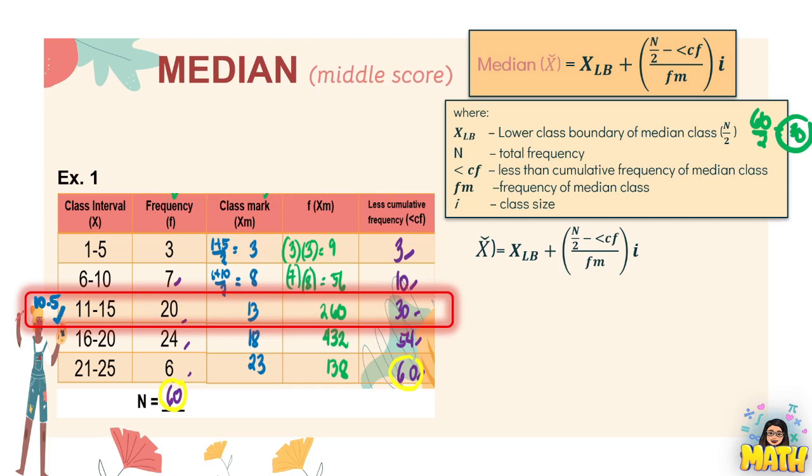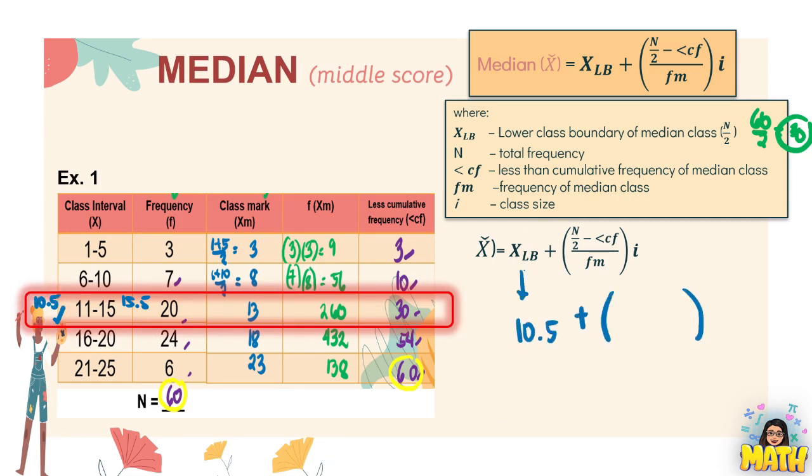Pag sinabi namang higher class boundary, ito naman ay lalagyan nyo ng plus 0.5. So 15 plus 0.5, 15.5. Ito yung mga tinatawag nating class boundary dahil acceptable dito yung mga scores na nagre-range from 10.5 up to 15.5 maximum. Dahil ang hinahanap lang is ang lower class boundary, we will simply use 10.5.